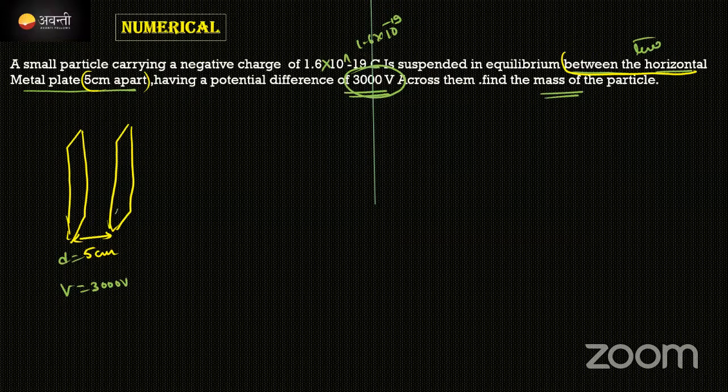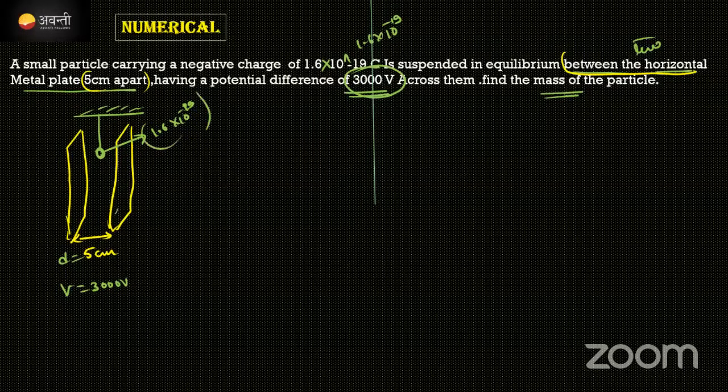It means there is a particle here, and on this particle there is a charge equal to 1.6 into 10 to the power of minus 19 coulomb. Equilibrium means it is not shaking or moving anywhere, correct? But this charge is a negative one. This is all the data given in the question. Now we need to find the mass of this particle.